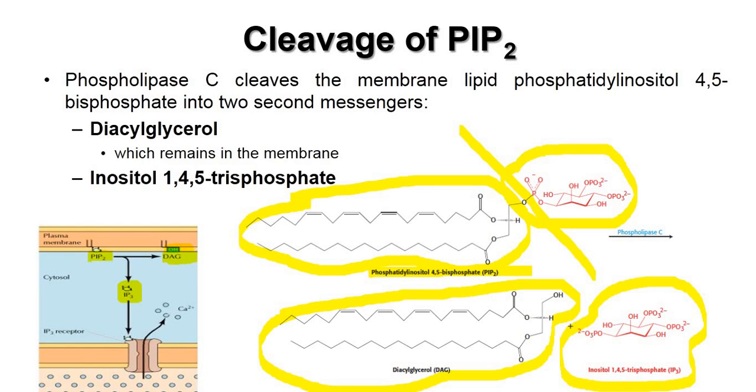Remember students, diacylglycerol will remain in the membrane. You can see diacylglycerol is bound to the membrane, whereas IP3 or inositol 1,4,5 triphosphate will diffuse away from the membrane. It will move towards the cytosol.